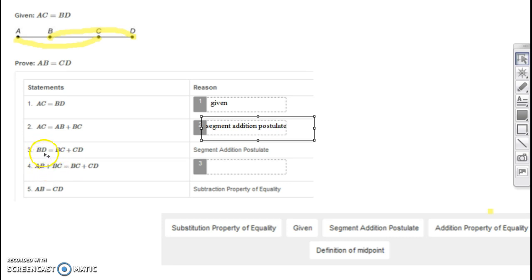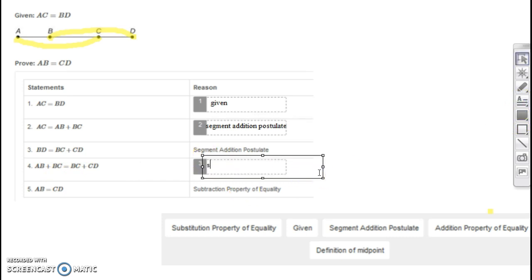So they've replaced AB plus BC with the letters BD. So anytime you're substituting, I just gave it away, that's the substitution property of equality. I'm just going to put POE for property of equality. All right, and then the last one, it's already there for you. It's the subtraction property of equality. They subtracted BC from both sides.